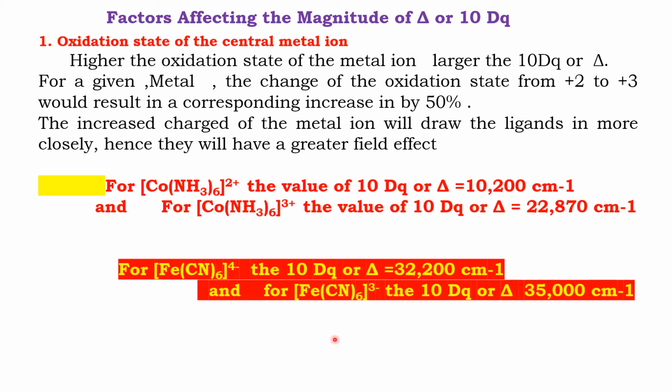See another example. I have [Fe(CN)6] 4 minus. In this particular complex, the ion is in the +2 oxidation state, while here the ion is in the +3 oxidation state: [Fe(CN)6] 3 minus. So this is a +2 ion, this is a +3 ion. See the value? For the first compound it is 32,200, while for the second compound it is 35,000. So we could say, as the oxidation state of the central metal ion increases, the 10 Dq value increases.